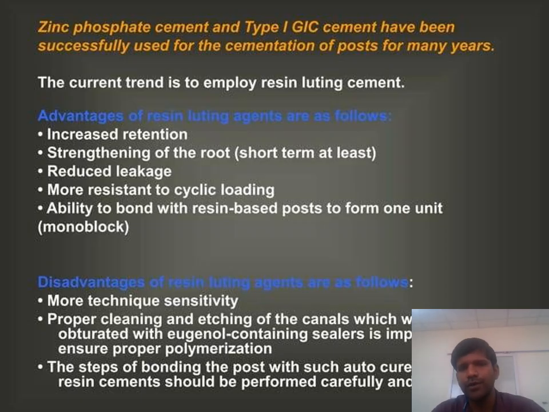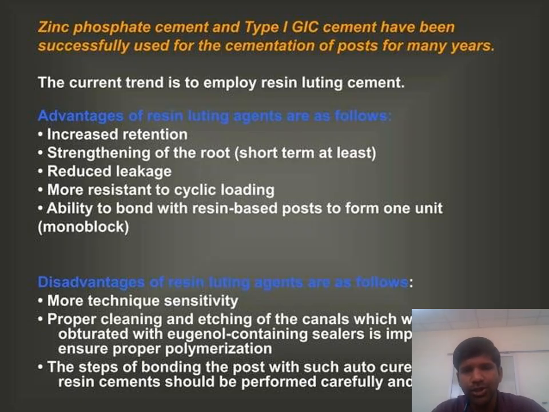The advantages of resin luting agents are as follows: increased retention, strengthening of the root, at least in the short term, reduced leakage, more resistance to cyclic loading, and its ability to bond with resin based posts to form one unit, that is monoblock.